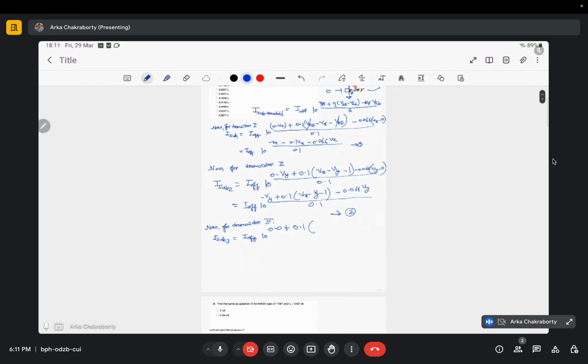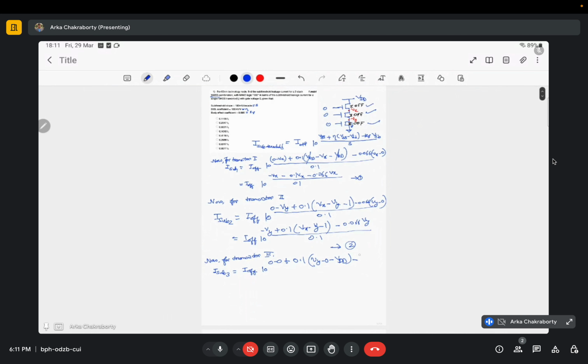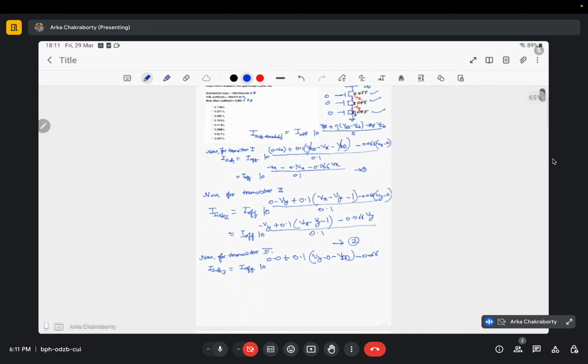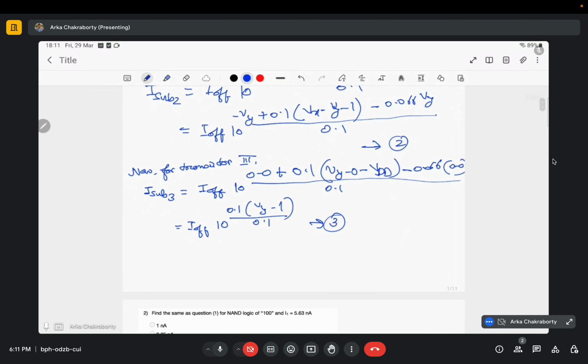VDS would be Vy minus 0 minus VDD. Okay, plus, sorry, minus K gamma is 0.066 into VSB. S is here 0, B is here 0, so it will be simply 0 minus 0, whole divided by subthreshold slope 0.1. So I subthreshold 3 is coming as I0 into 10 to the power 0.1 Vy minus VDD is 1, divided by 0.1. Let me call it equation number 3.